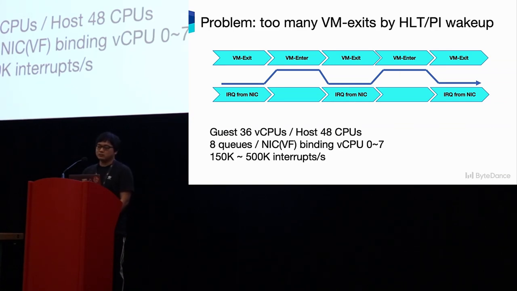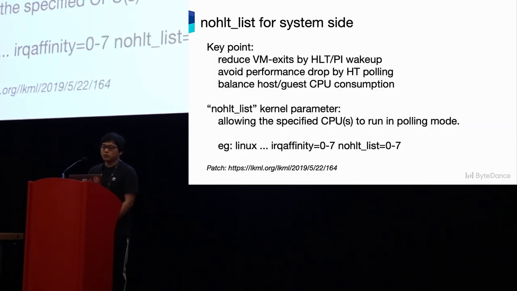Or worse yet, the latency of interrupt processing gets unstable. The latency of online service also gets affected. We want to reduce these VM exits, but currently the kernel only supports idle poll or no halt. It means that all of the CPUs would run in polling mode. We need to avoid a performance drop from hyper-thread polling and balance host and guest CPU consumption.